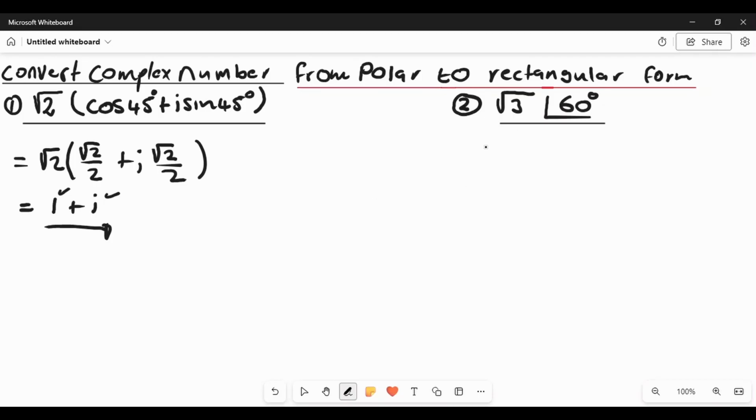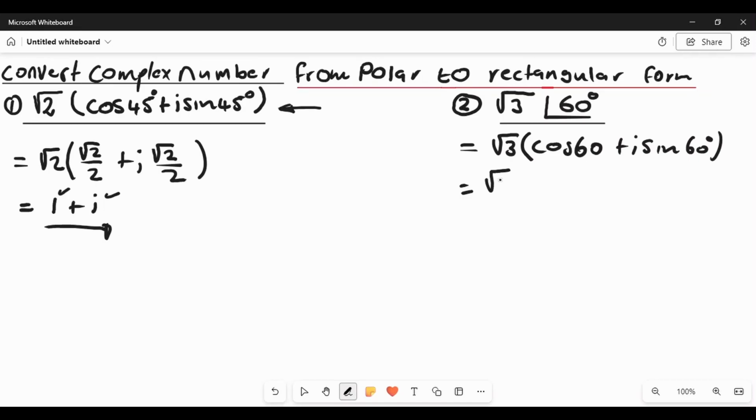Number 2, as you can see, is given in a different notation. It's the same as the previous one, it's just that you need to add an extra step. So with number 2, you're going to have root 3, and then you open the bracket. Inside there, you're going to have cos 60, where this 60 is the theta or argument, plus imaginary number, and then sine 60 degrees. So the extra step I was talking about is similar to what is given to you there. Then from there, you start using your calculator.